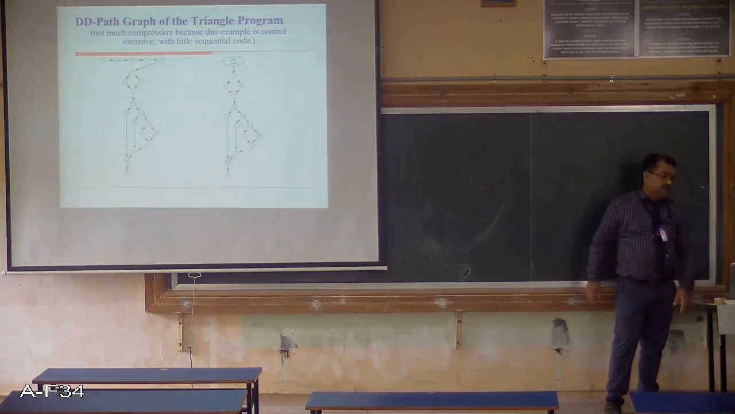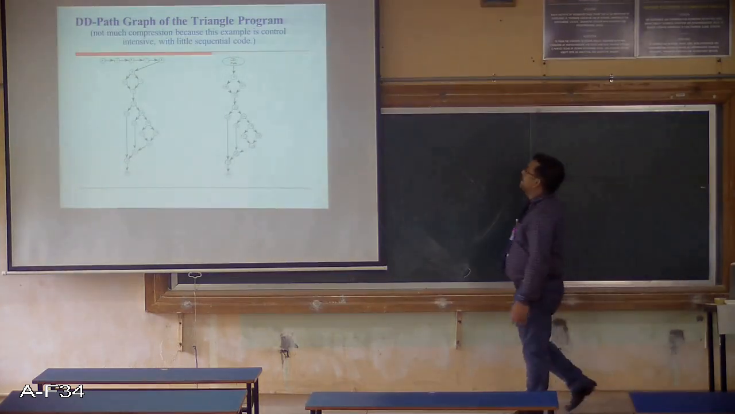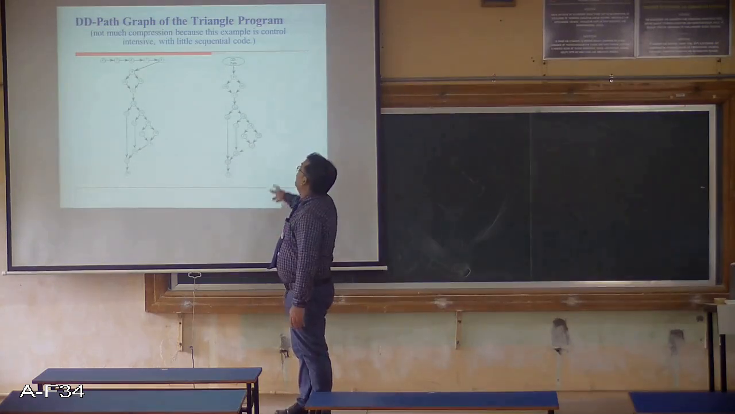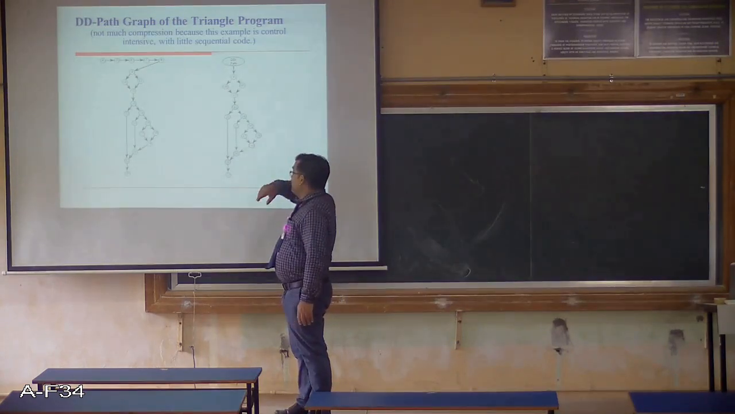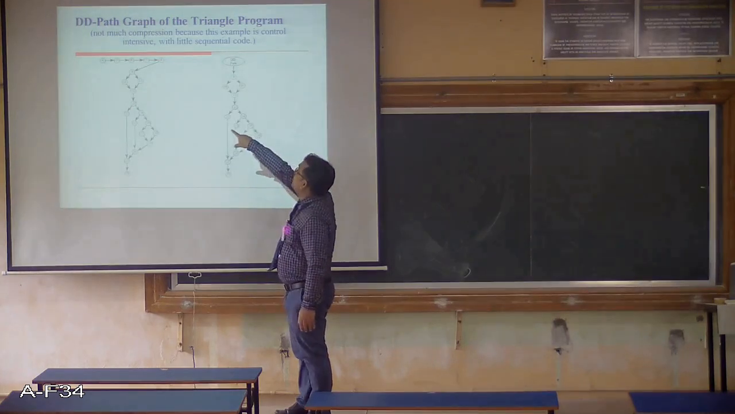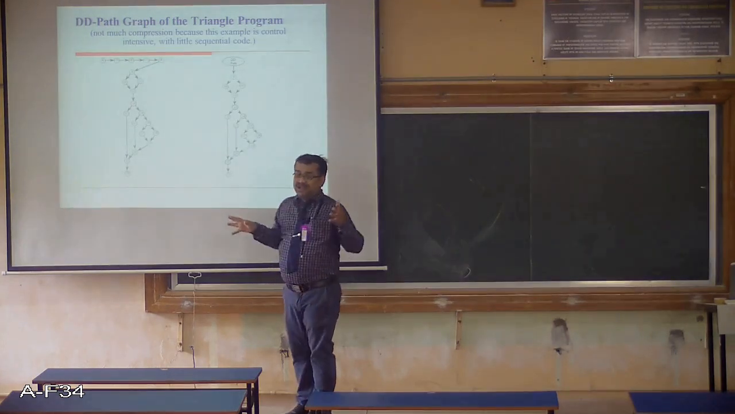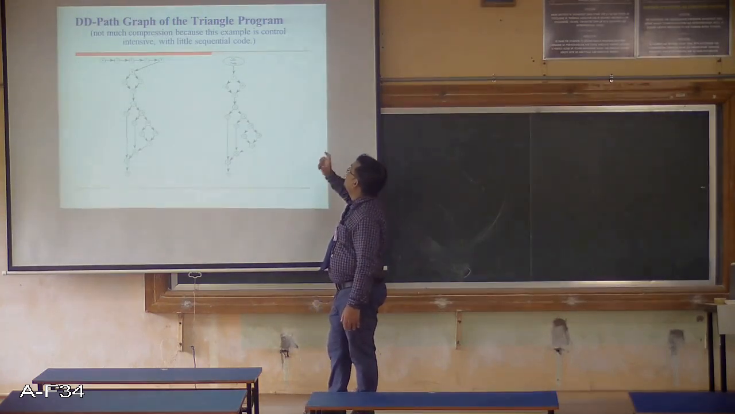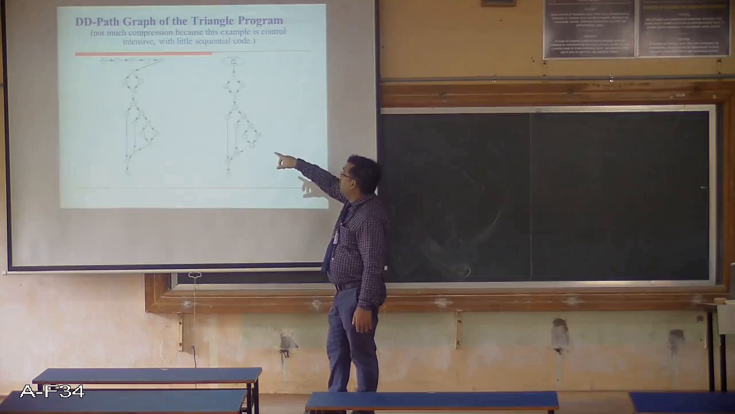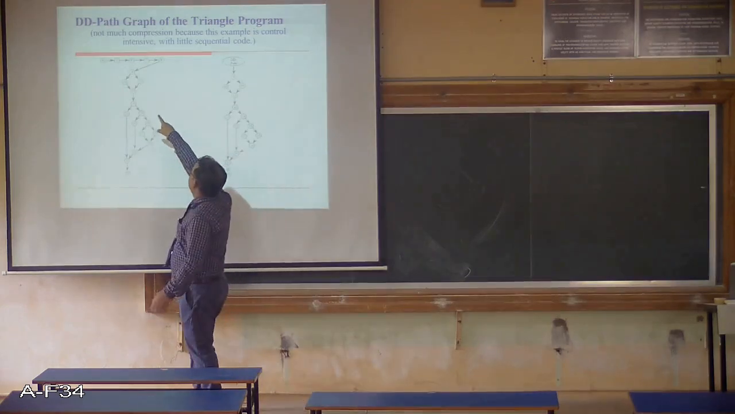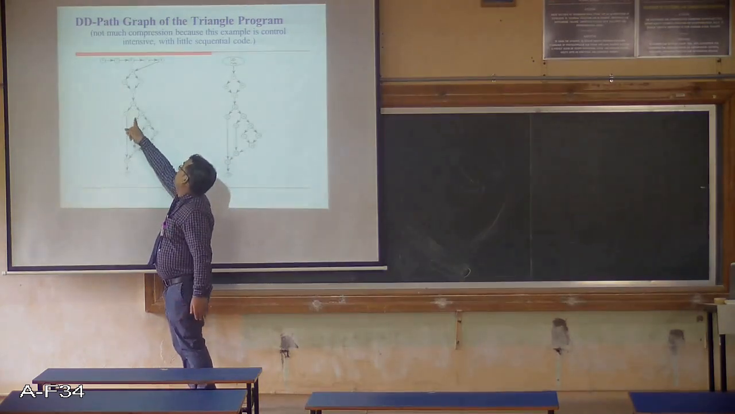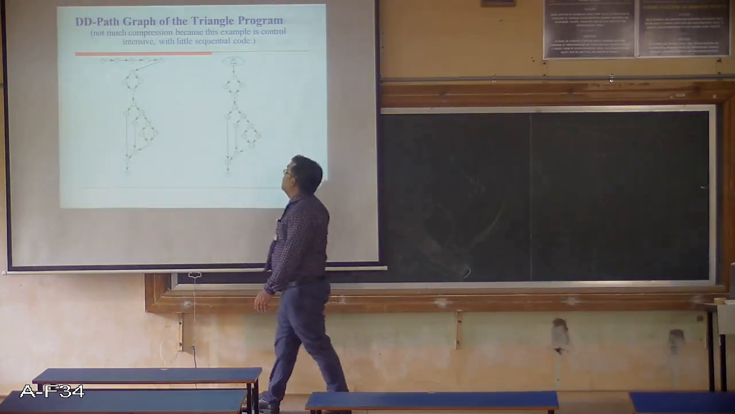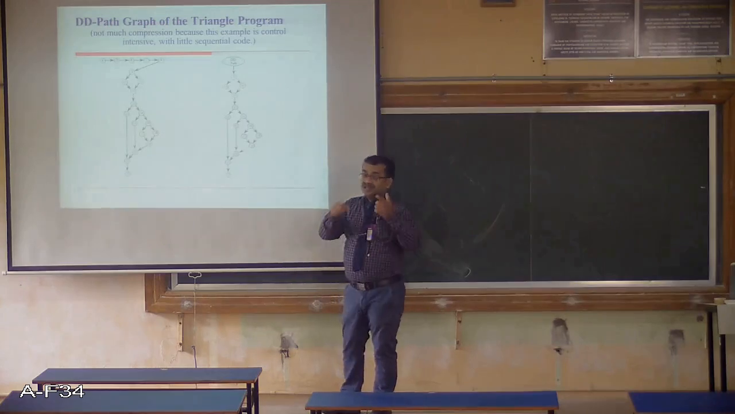Now, given this DDpath, how do we create the DD graph? In this particular graph, for the triangle problem, a chain is identified only from 4 to 8. We don't get a lot of compression here because this graph is control intensive. There are a lot of control statements. You see, you have an if statement there, an if statement here, an if statement here, an if statement here. So there is little sequence available.